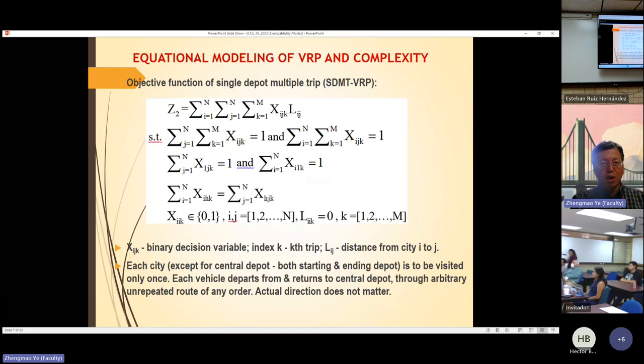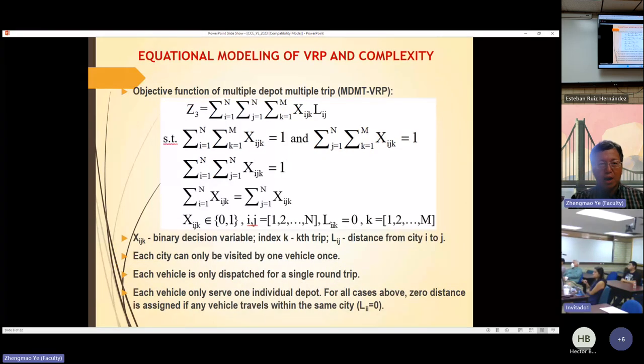So let's take a look at the objective function of a single depot multiple trip problem, which is defined as Z2. This time, an additional index k has been introduced, which shows the kth trip. And we have another set of constraints, which are defined in this way. Each city, except for the central depot, is to be visited only once. Each vehicle departs from and returns to the central depot, through arbitrary and repeated routes of any order. And also, the actual direction does not matter.